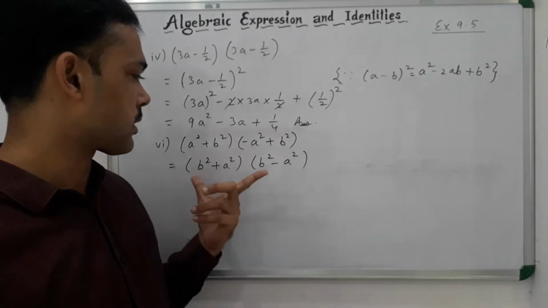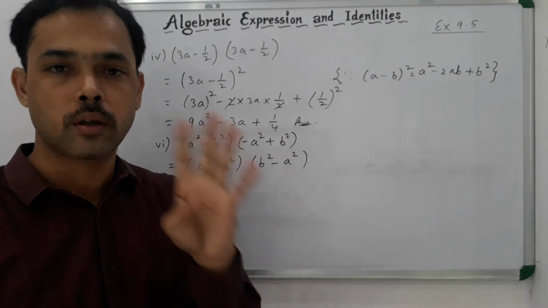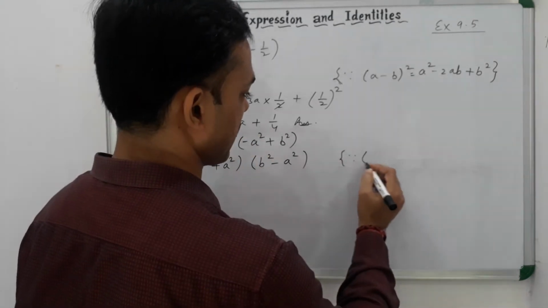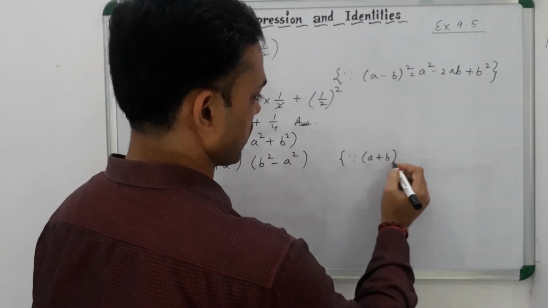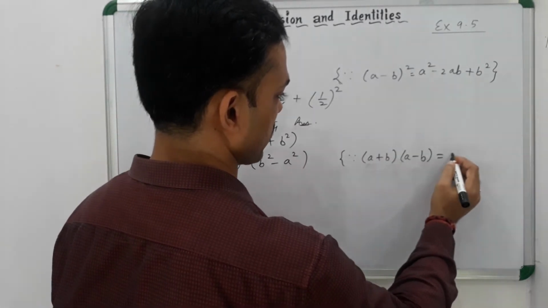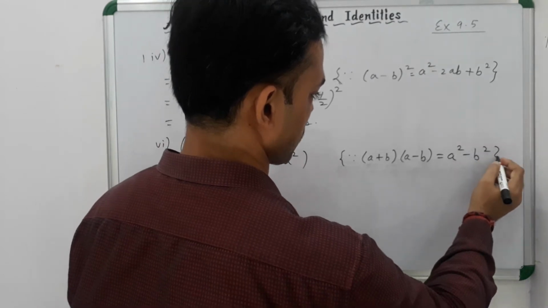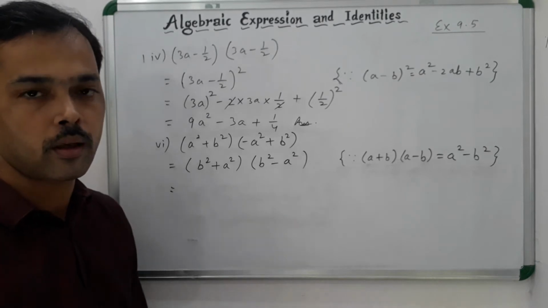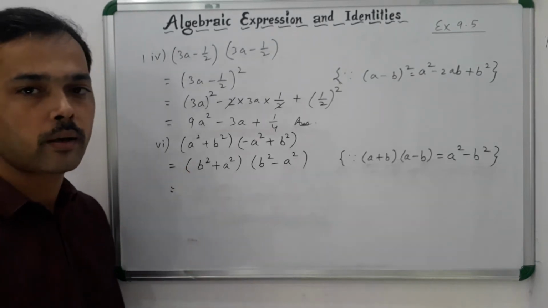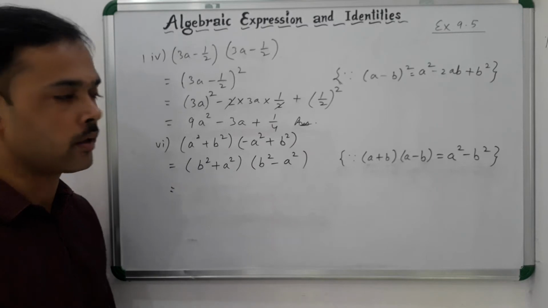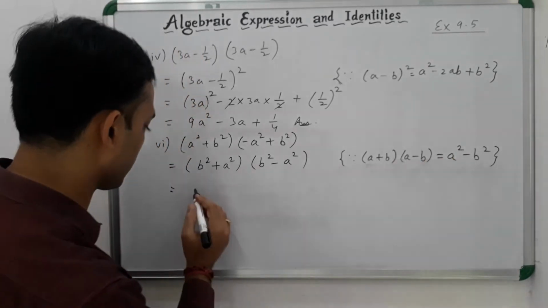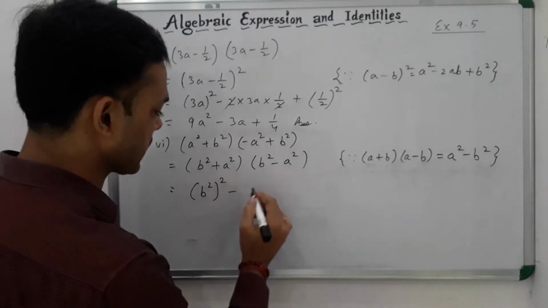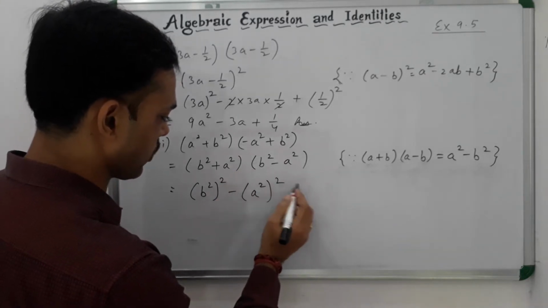Now you can clearly see that here we can use the third identity, that is, a plus b into a minus b equals a square minus b square. Now it is a plus b into a minus b. At place of a we have b square, at place of b we have a square. So a square means b square whole square, minus b square means a square whole square.